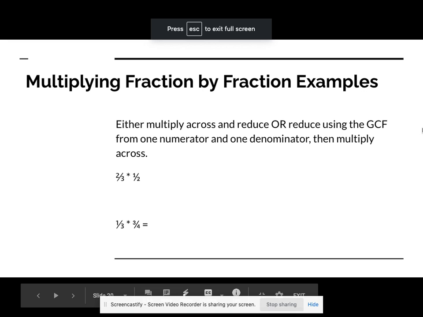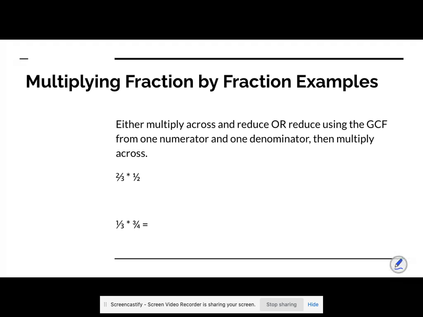So just like we talked about with multiplying whole numbers and fractions, you can either multiply across and reduce, or reduce using the GCF from one numerator, one denominator, then multiply across. And if you remember, I talked about writing the fraction so you can see it better. And I can see that 2 goes into 2 one time. And so I end up with 1/3 as my final answer for my first example.